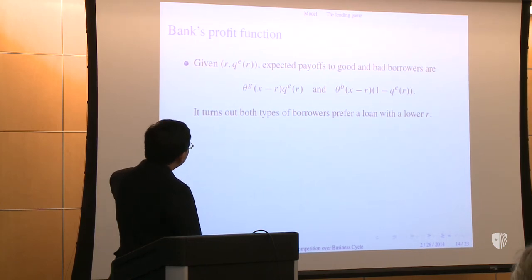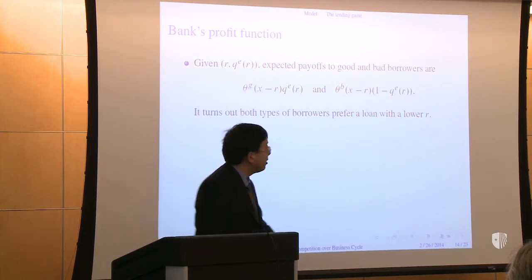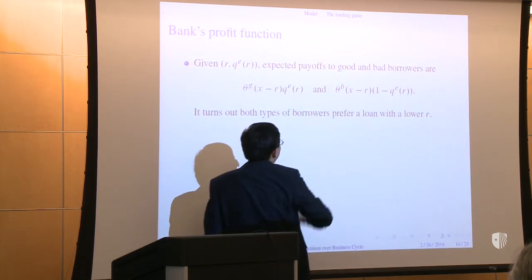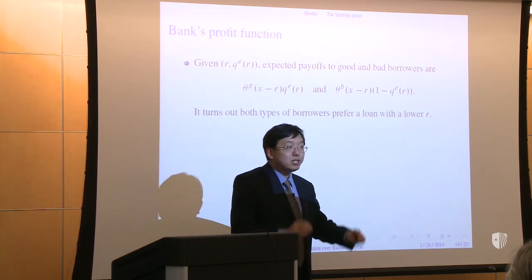So it turns out that both types of borrowers prefer a loan with a lower R. Remember this, now those two expressions become only functions of R.